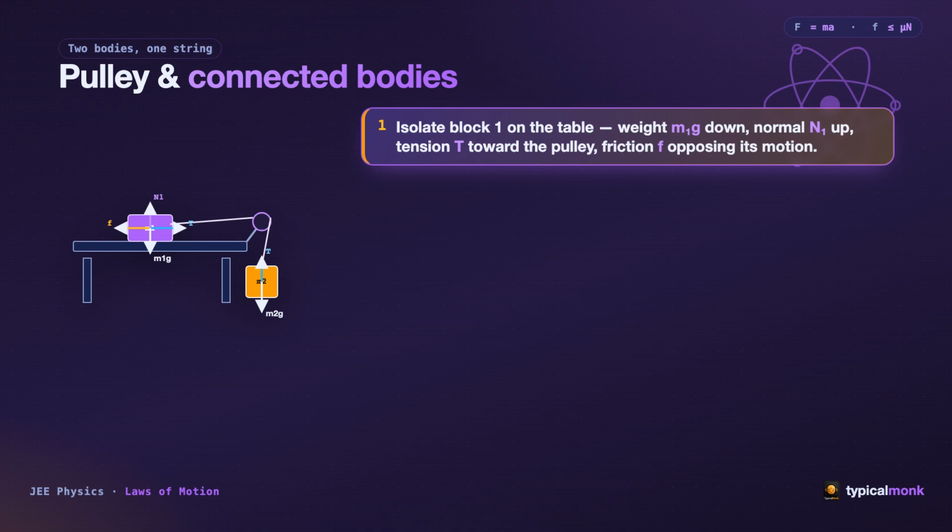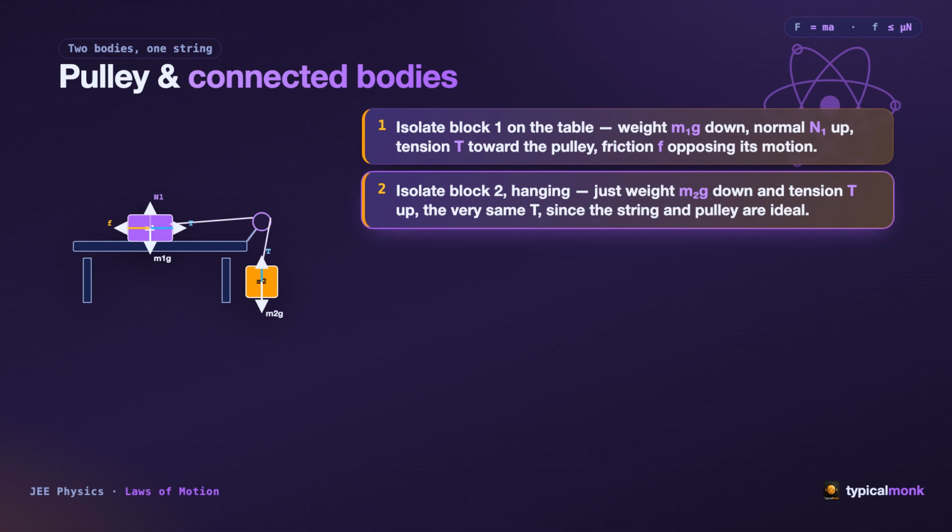Let's see that same setup as one clean picture. Two bodies, one string, one shared acceleration. Isolate block 1 on the table. Its forces are weight M1G down, normal N1 up, tension T toward the pulley, and friction F opposing its motion. Isolate block 2, hanging. Its only forces are weight M2G down and tension T up, the very same T, because the string and the pulley are both ideal.